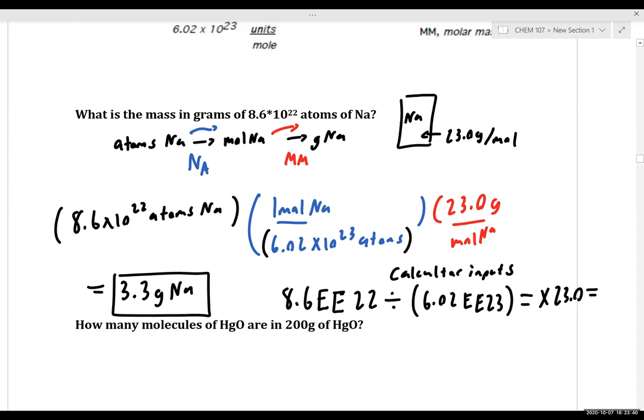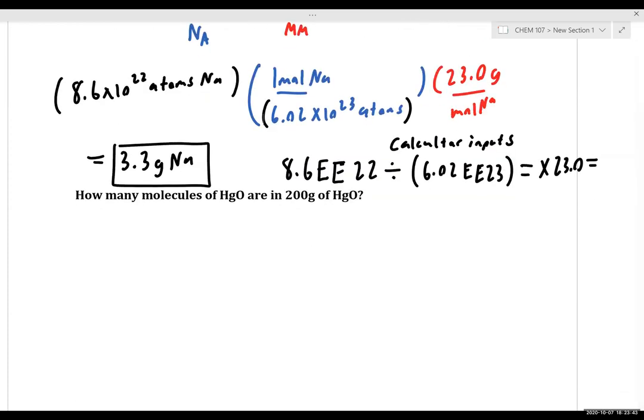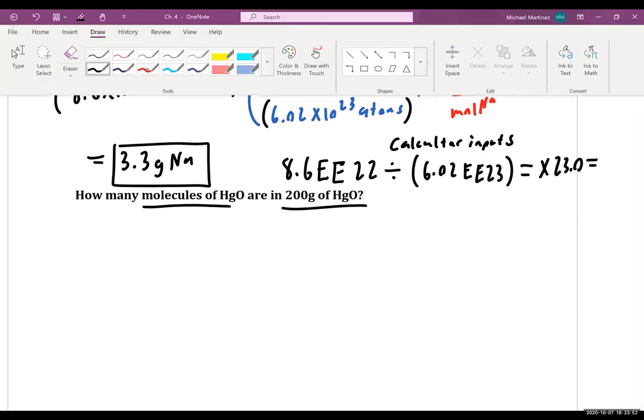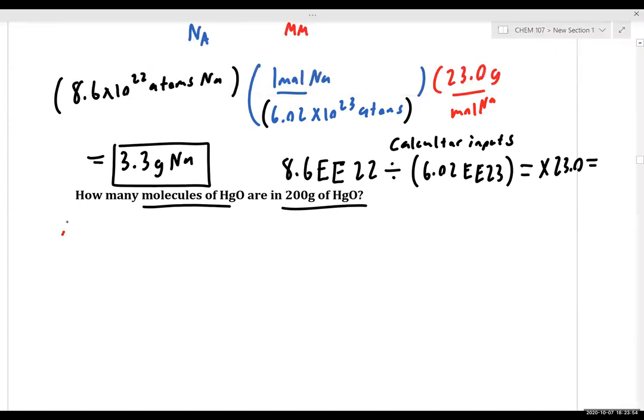So let's keep going now, and let's look at the next example where we're asked to calculate the molecules of mercury oxide in 200 grams of mercury oxide. So my first order of business in this problem is I'm going to figure out the molar mass of mercury oxide. Would someone like to volunteer and tell me what is the atomic mass of mercury in the periodic table? What is the mass of mercury?